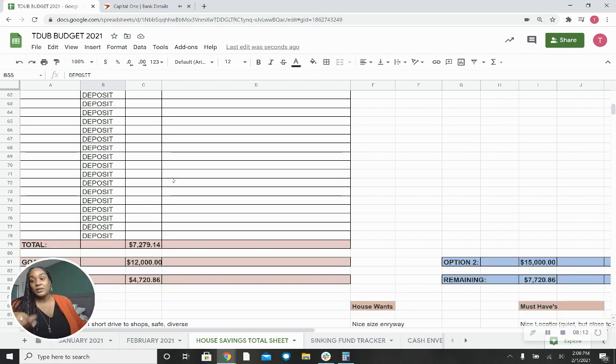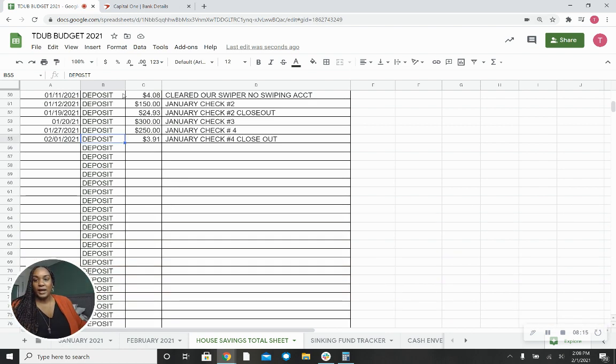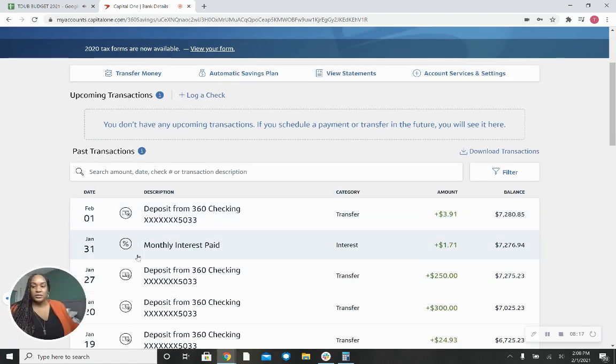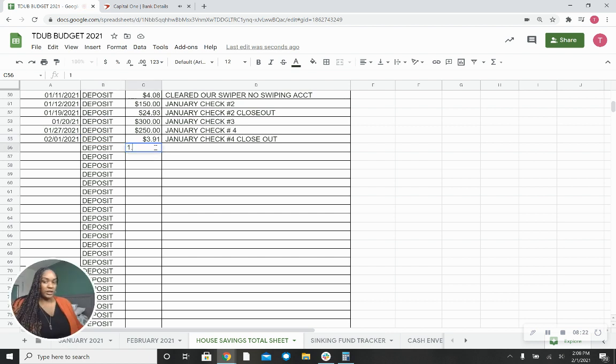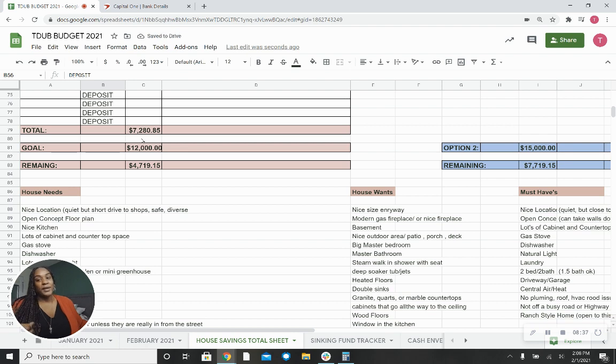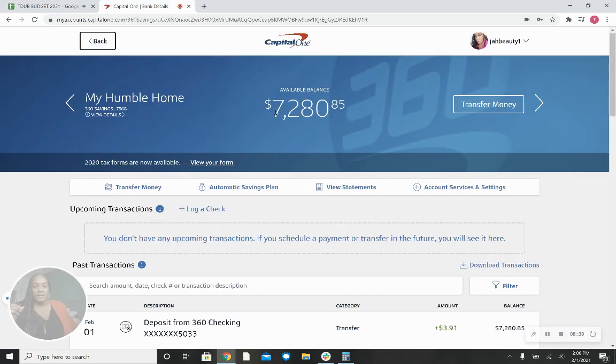So that's because there's interest on that account that we did not add. So as of January 31st, there is $1.71. So there's a January interest payment. And now we should match $7,280.85. Perfect. So we're good to go with where we're at. We're getting there, y'all. We're getting there.